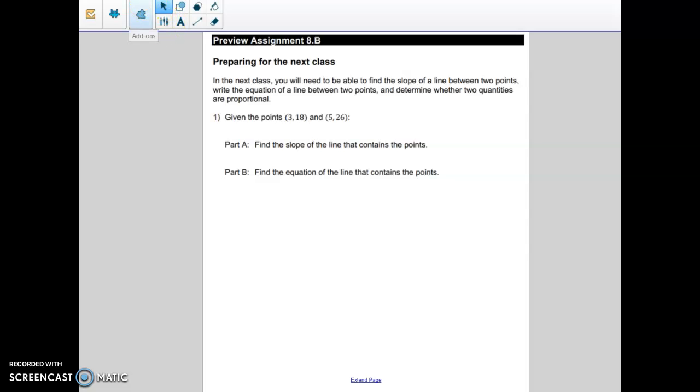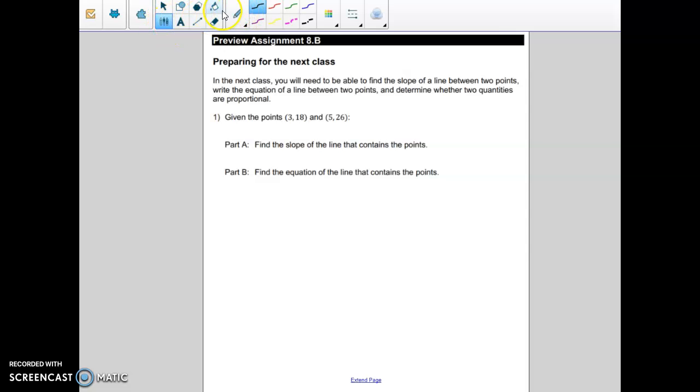Everyone, I wanted to quickly go through Preview 8B with you guys so that when you do go through the lesson you have a bit of background on how to calculate this slope. So preparing for the next class, you need to be able to find the slope of a line between 2 points, write the equation of a line between 2 points, and determine whether two quantities are proportional.